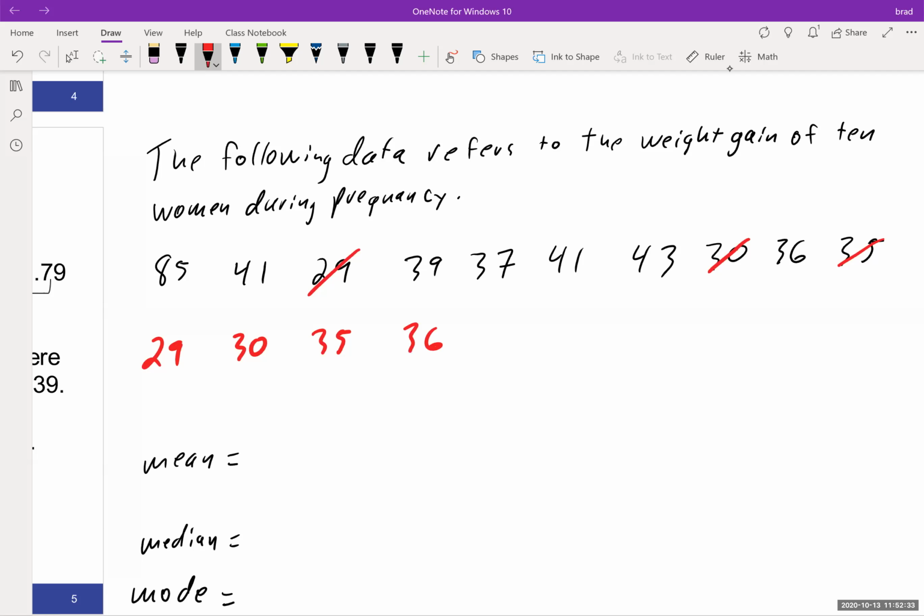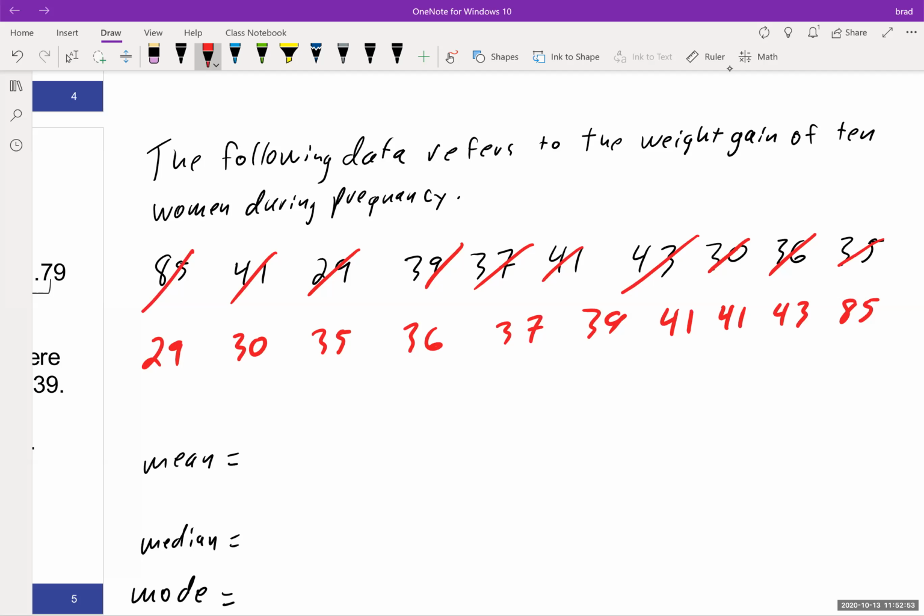36. Where's that at? Right there. 37, right there. 39, right there. 41, oops. 41, 41, so gone and gone. And then 43 and 85. And I just cross them out to kind of keep track of everything.